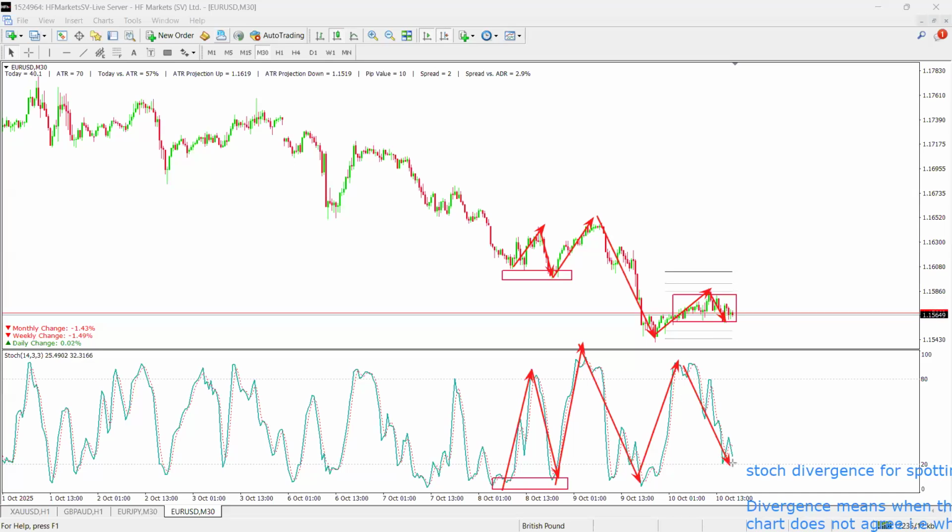What will be a divergence is a scenario where this market is creating a low somewhere here and stochastic goes back up. If stochastic was back up now and market is somewhere around here, we could say there's likelihood of a reversal.